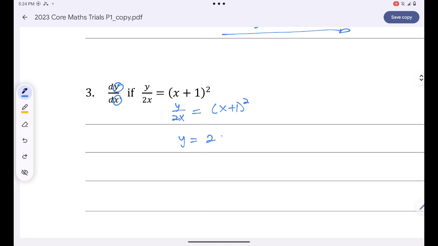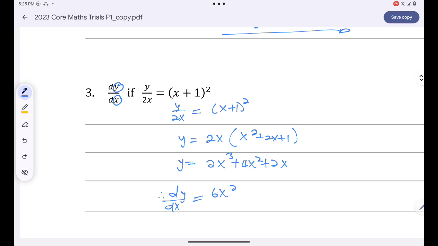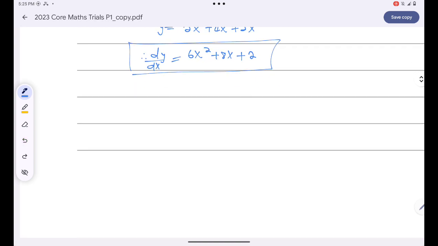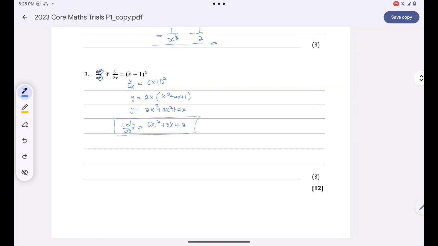I'll end up having 2x multiplied by, the brackets is just equal to x squared plus 2x plus 1. So y is basically 2x cubed plus 4x squared plus 2x. And hence the derivative of y with respect to x is basically equal to 6x squared plus 8x plus 2. So this is the derivative of this particular equation over there. Are we together? Oh, that was the last question.